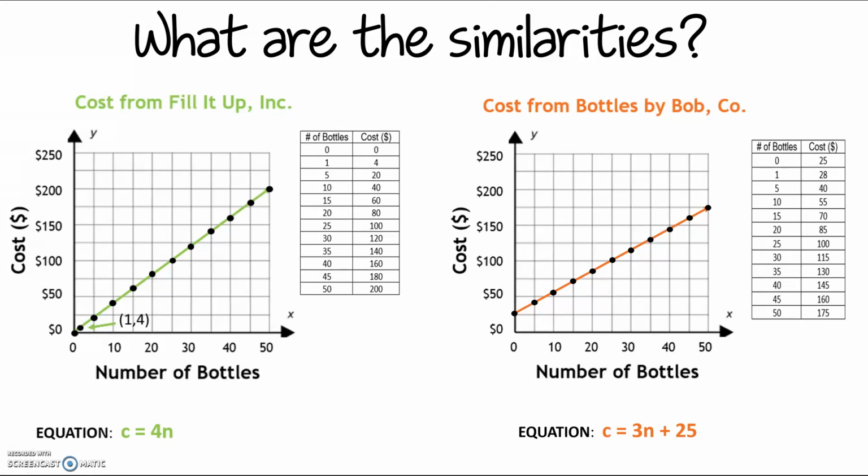In this video, we will see why the data from Fill It Up Inc. on the left is proportional and why the data from Bottles by Bob on the right is not. First, let's look at the similarities.